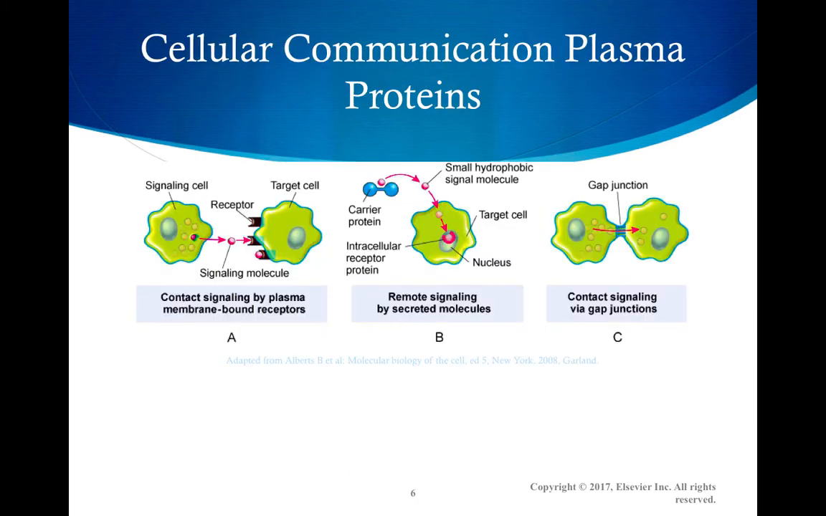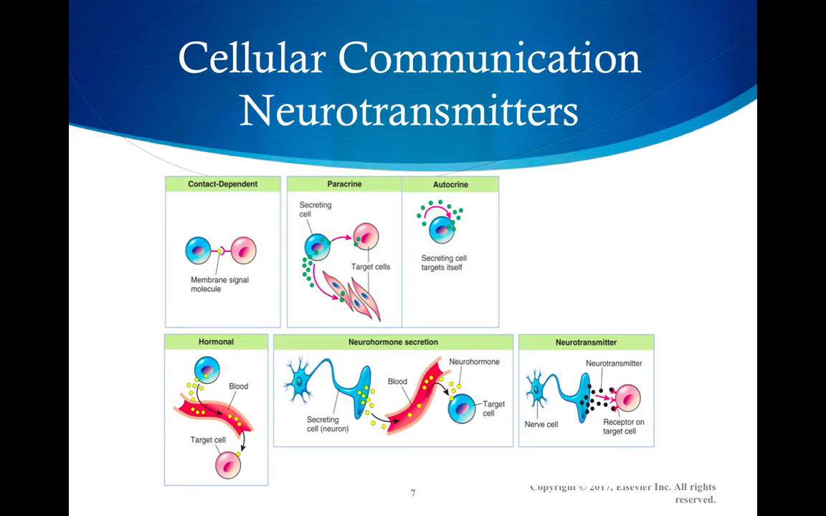The proteins themselves communicate in this manner. Not important that you memorize this, but we're going to talk about processes where these communication plasma proteins are not working correctly. The other way that cellular communication can take place is through neurotransmitters and hormonal kinds of communication, and we will talk in detail about what this looks like.